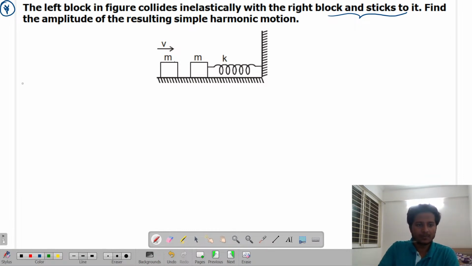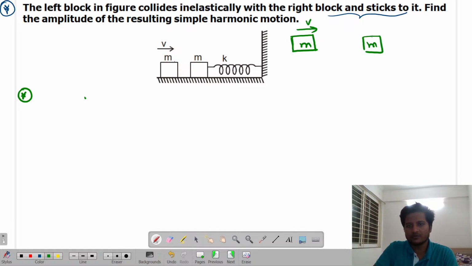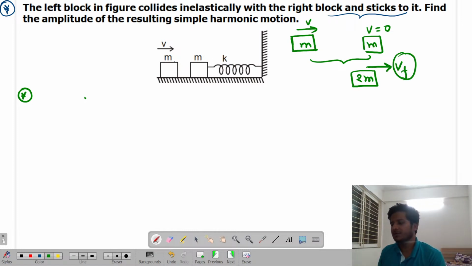The point is, what it is saying, that this is my one of the block which was moving with velocity v. This block at that instant of time was at rest. Now the collision happens between them, and these two blocks stick together. Then the total mass will be 2m or not. But the final velocity will be totally different. Let us call that final velocity Vf. Is that clear or not?